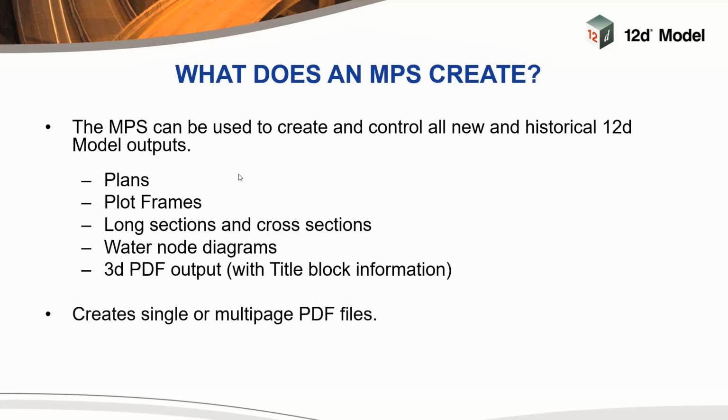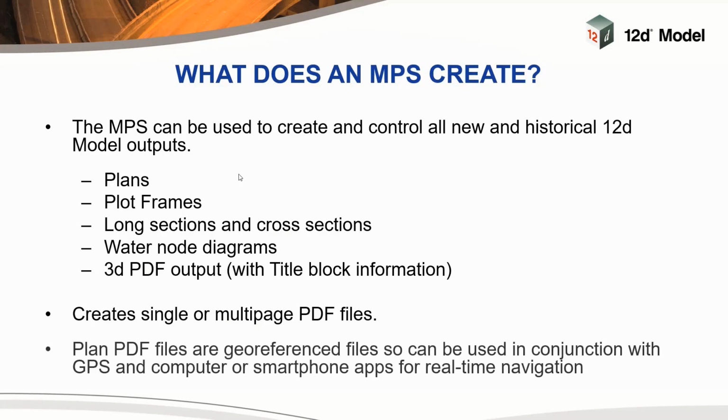It creates single or multi-page PDF files, and plan PDF files are georeferenced files. Now this happens automatically already in all of the 12D Model 14 plan generation, so these are quite handy. Any PDF files are georeferenced so they can be uploaded into different applications and used in conjunction with the GPS for some real-time navigation out on site.